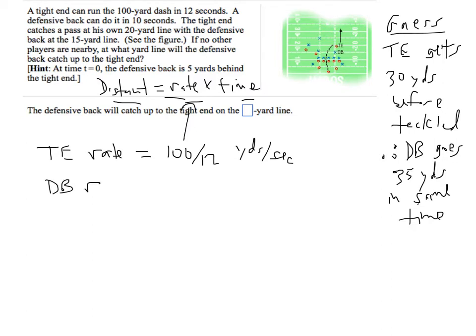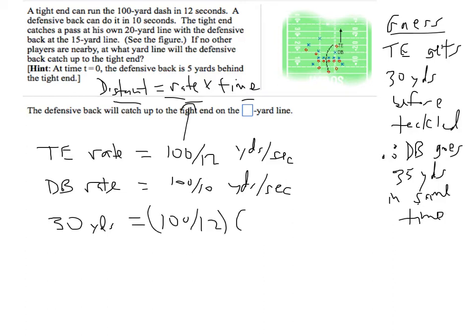The defensive back's rate is 100 over 10 yards per second. That does simplify nicely. That's just 10 yards per second. So the defensive back can cover 10 yards every second. And the tight end's a little bit slower than that. And so the distance the tight end covers, the 30 yards, is equal to the tight end's speed times the time that he's running.